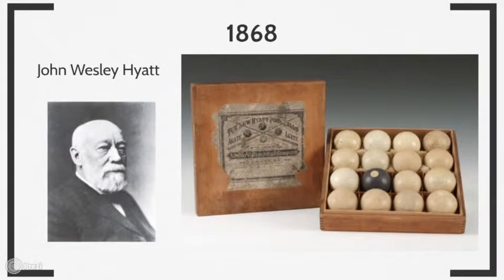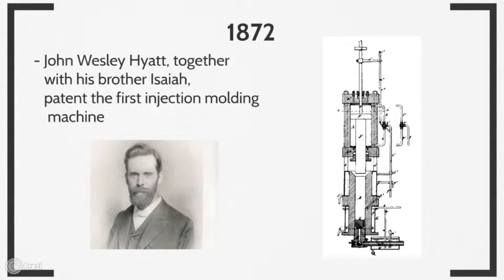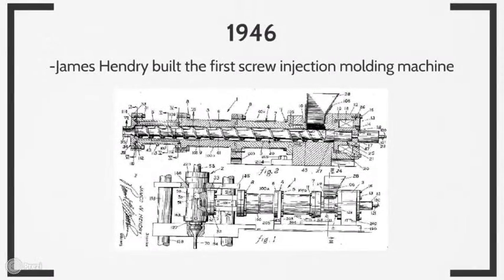But it was not until 1868 that we saw the very first modern mold being used by John Wesley Hyatt to make billiard balls. Four years later, alongside his brother, he was able to make the very first injection molding machine. Oh, what a historical date. And in 1946, James Hendry was able to build the very first screw injection molding machine. Another historical date.